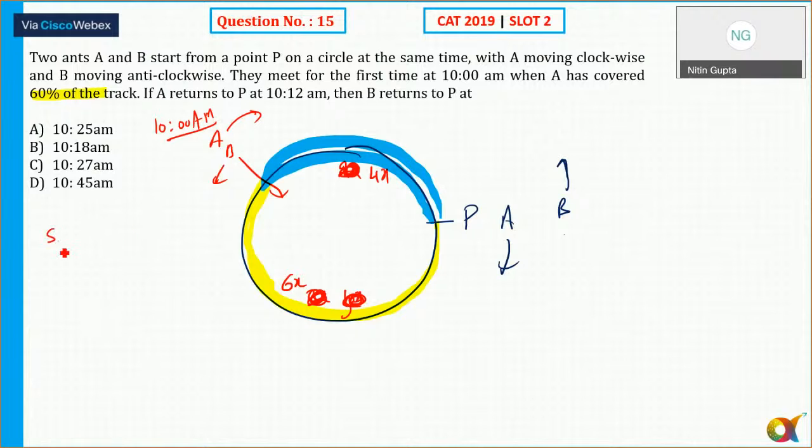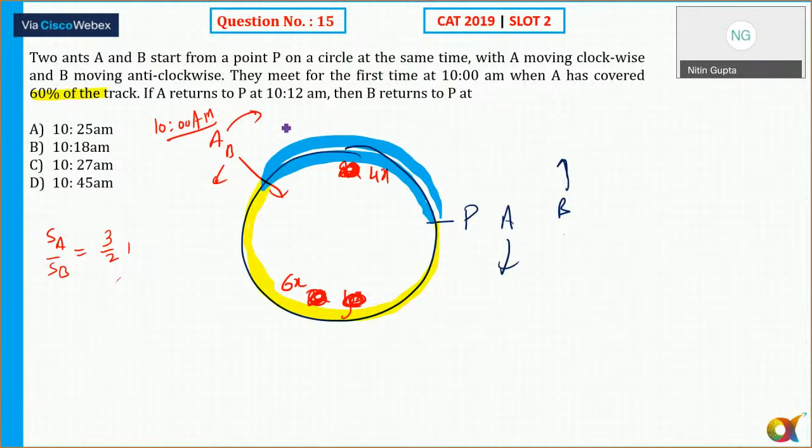So, I can say it is equal to how much? 6 time taken. ठीक ना, जब भी अगर सेम डिस्टेंस ट्रैवल करना है तो, बट यहां पे as of now we don't need this here, but we are sure that the speed of A to speed of B is equal to simply 3:2. So 10 पे मिलते हैं, and it says they meet for the first time at 10 a.m. When A has covered, and if A returns to P at what time?